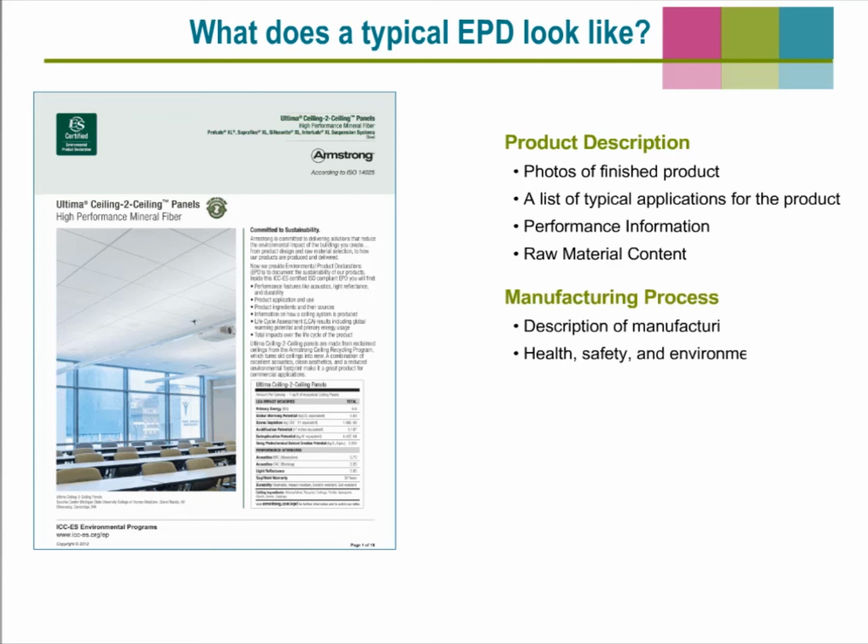There should also be a section on manufacturing or production process. This will explain how a product is manufactured and also evaluate health, safety, and environmental impacts that are associated with the manufacture of the product.